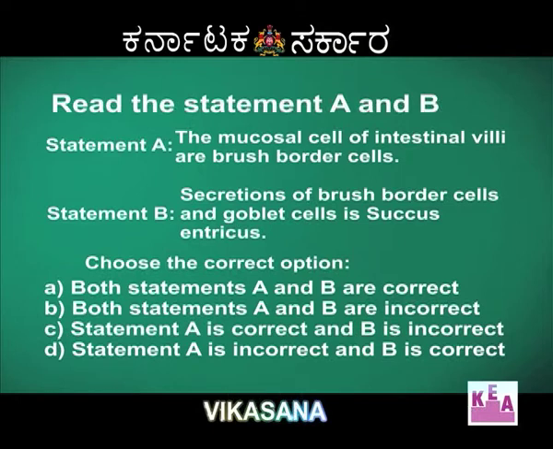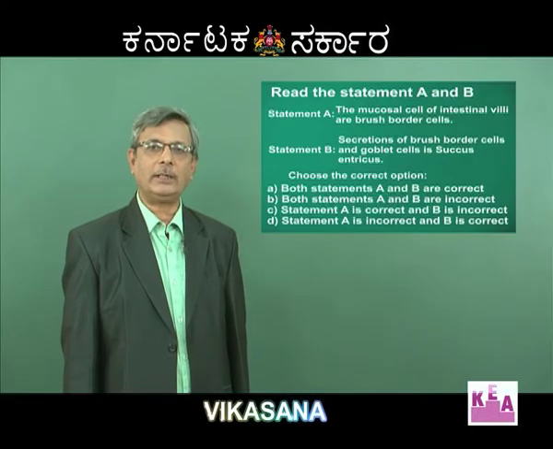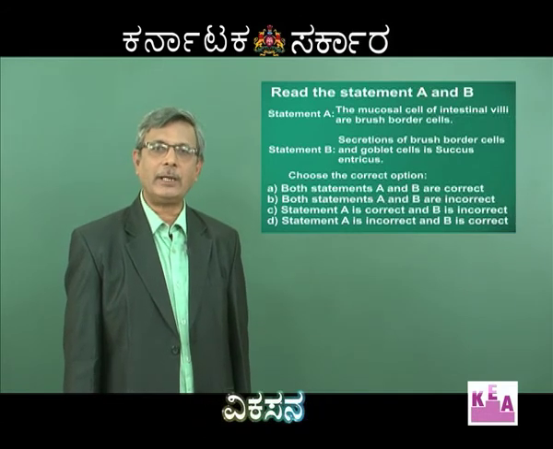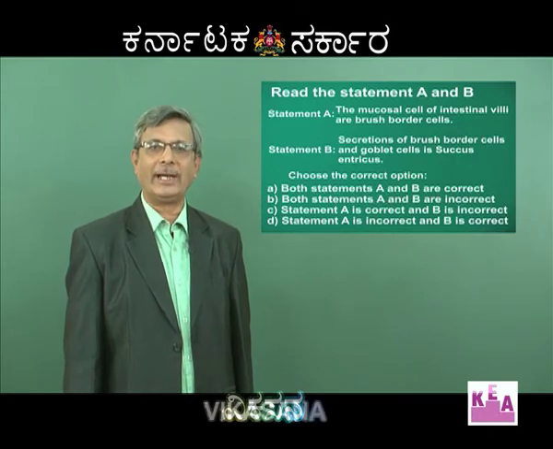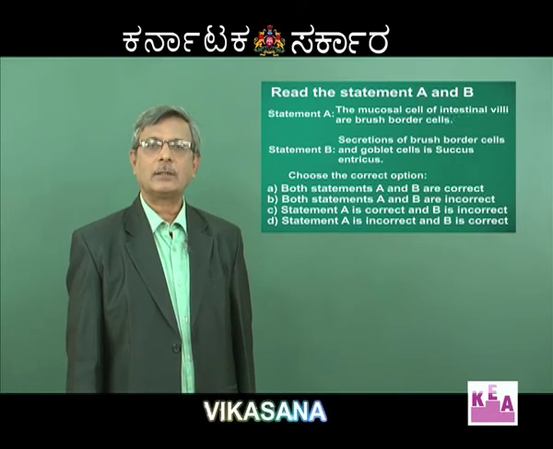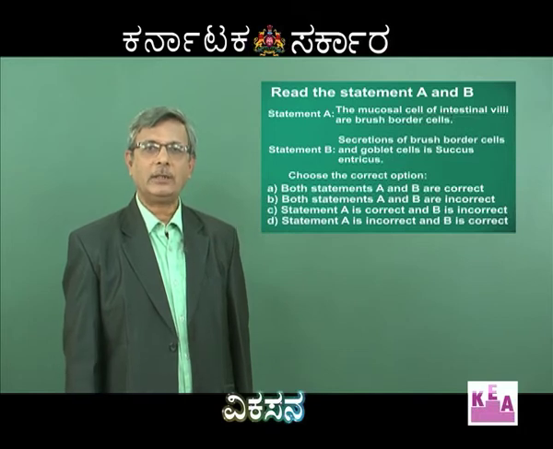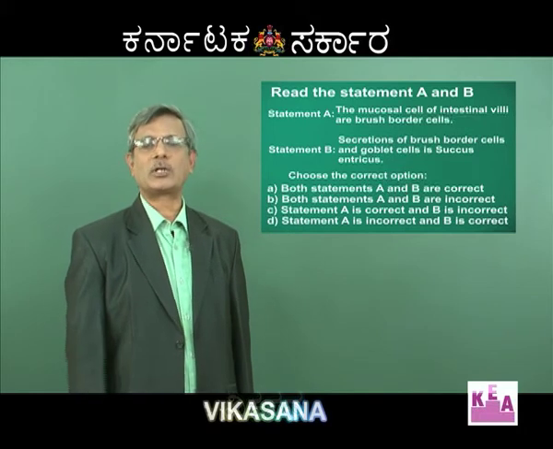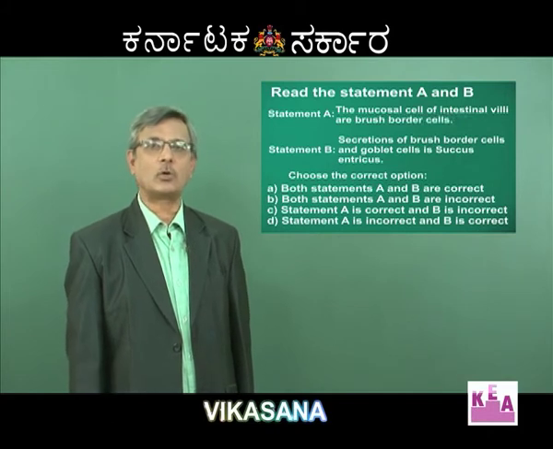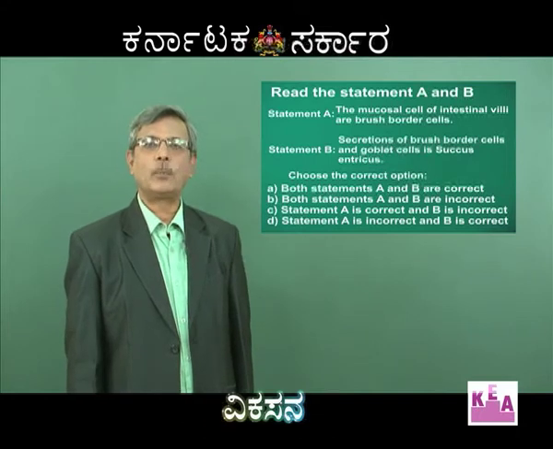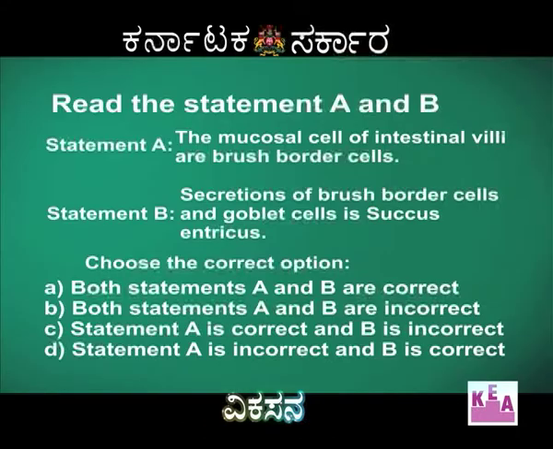What do we mean by brush border? If we find the free surface of the cell, the plasma membrane showing foldings, we call that brush border, and these foldings are called microvilli. So, presence of microvilli, we use the word brush border. At two places you use the term brush border, one in the intestinal villi and the other in proximal convoluted tubule. So, statement A is correct.